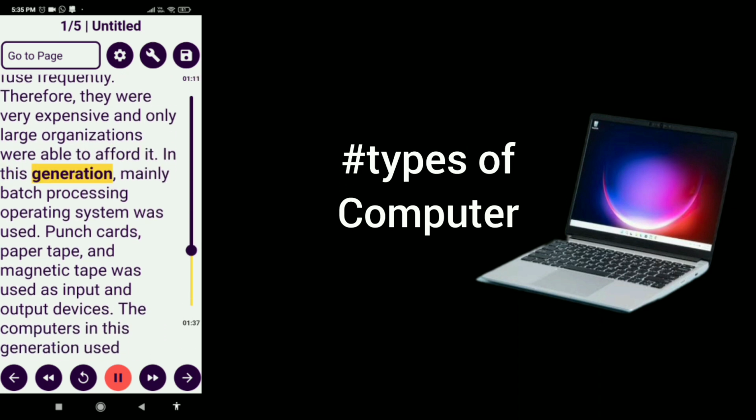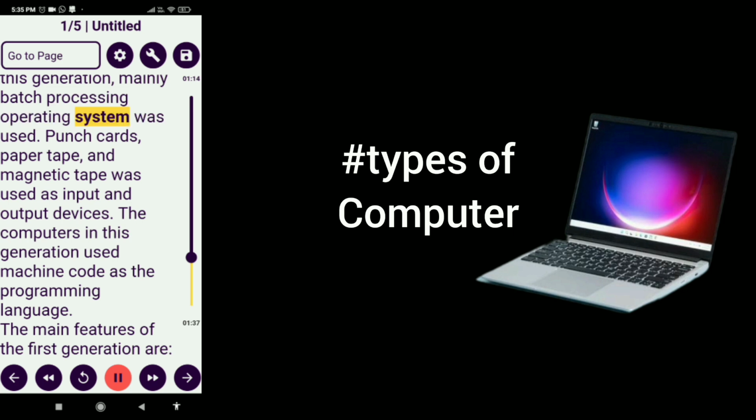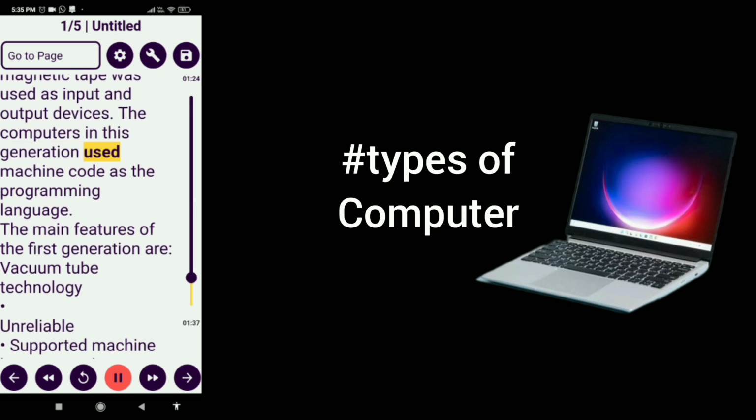In this generation, mainly batch processing operating system was used. Punch cards, paper tape, and magnetic tape were used as input and output devices. The computers in this generation used machine code as the programming language.